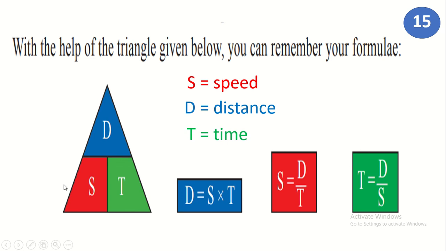Okay, students, you remember this triangle. For letter D, you multiply together here. And for the speed, if you find the speed, the red color, you divide this one. Up is D and down is letter T for time. And if you find the green here, looking for the time, you divide the distance and then the speed. You can remember this triangle, and you remember that this is multiplication, and this is division.